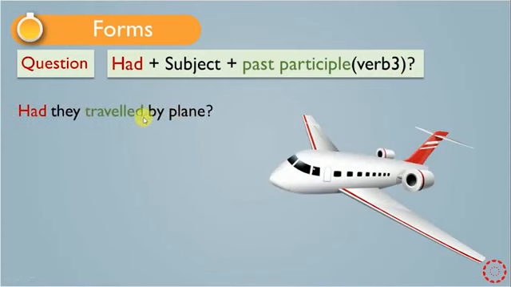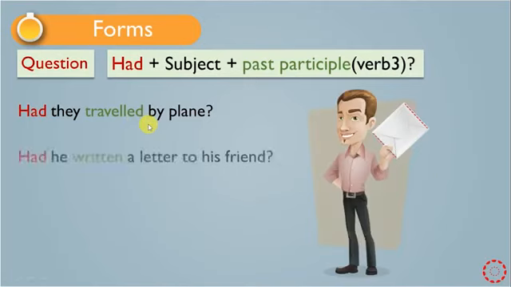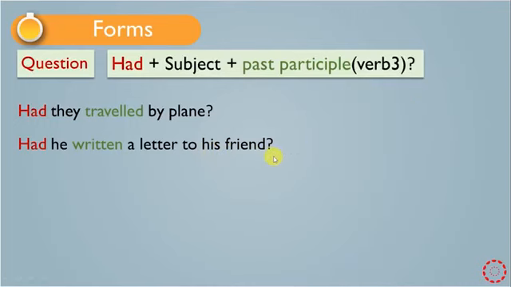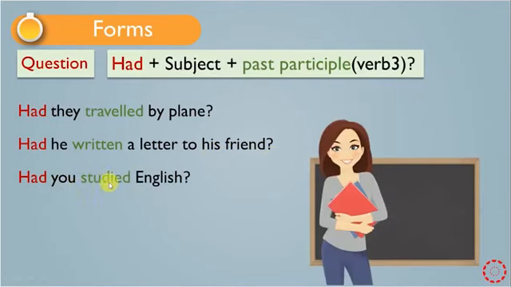Had they traveled by plane? We have had at the beginning, and then subject. After subject we have past participle of the verb, which is traveled, and also it's regular because it takes ed. Another example, had he written a letter to his friend? And had you studied English?